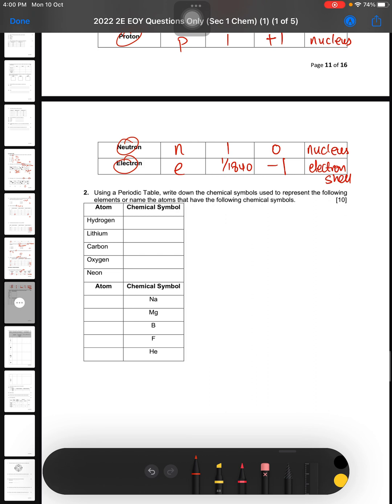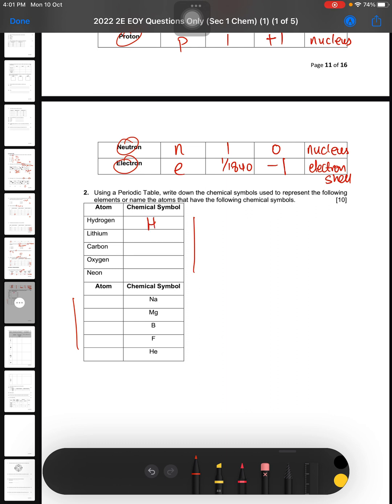Question 2. Using a periodic table, write down the chemical symbols used to represent the following elements, or name the atoms that have the following chemical symbols. So basically this is the chemical symbol, and this will be the name of the atom. You just need to go to your periodic table and find them.